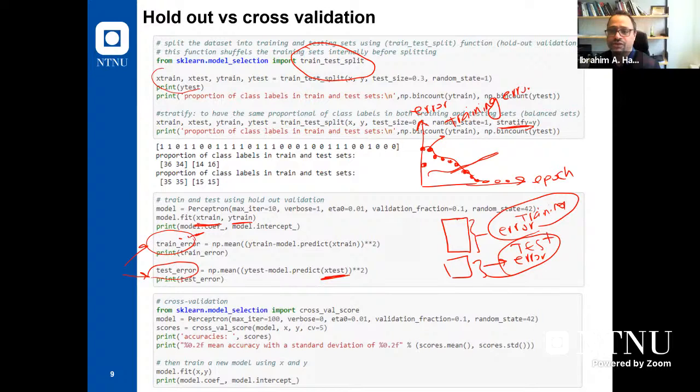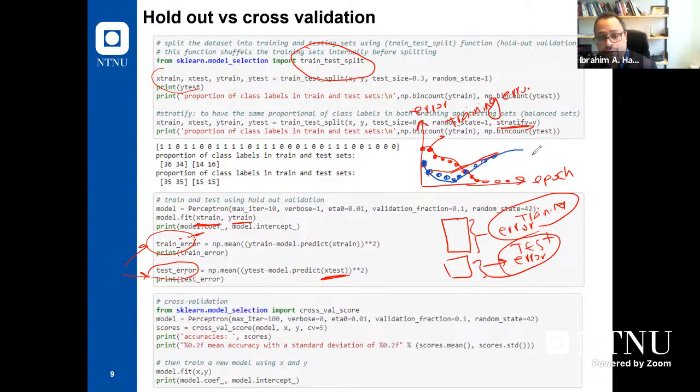So for example, the validation error here will be a big number at the beginning, correct? And also when we train the model, this number will decrease, will decrease, will decrease. But at some point, it will start increasing.